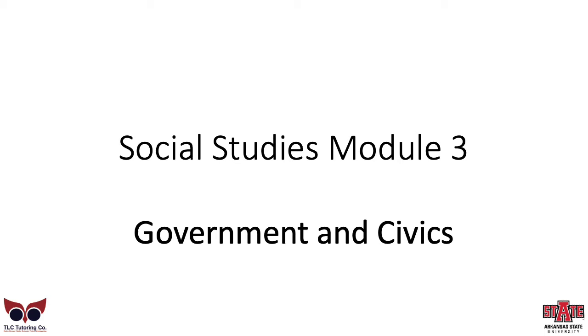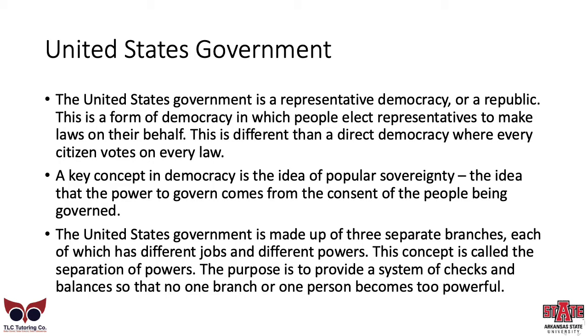Social Studies Module 3, Government and Civics. United States Government. The United States government is a representative democracy, or a republic. This is a form of democracy in which people elect representatives to make laws on their behalf. This is different than a direct democracy, where every citizen votes on every law.